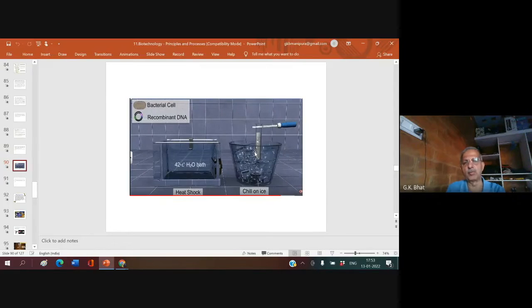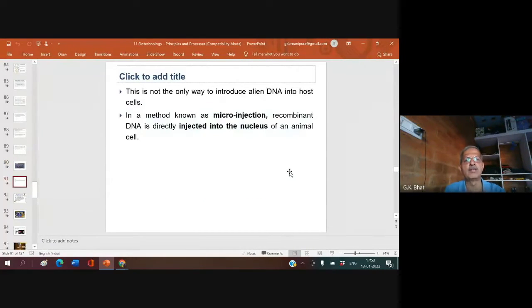Okay. We are putting both the recombinant DNA and also bacterial cell here. Then again, 42 degrees centigrade hot water bath. So this hot water bath has 42 degrees centigrade. In that hot water bath, you are placing. Again, you are putting them back on ice. Right? So this is not the only way to introduce alien DNA into host cell.